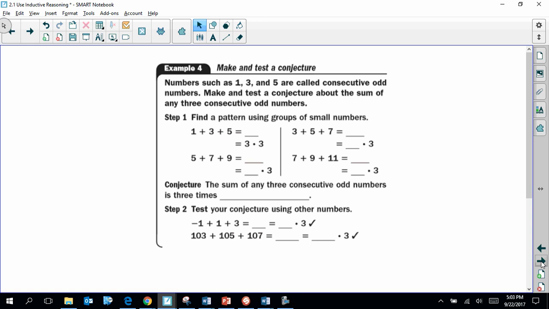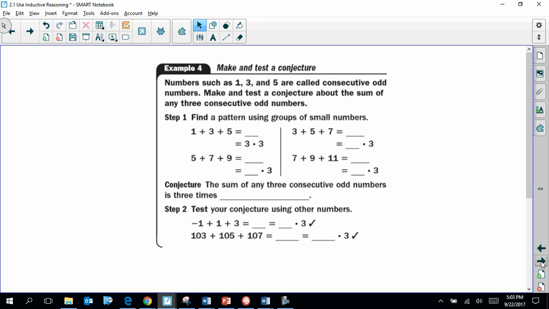Now the question that you're given is just saying make and test a conjecture about the sum of any 3 consecutive odd numbers. The patterns that you're seeing, the 1 plus 3 plus 5, the 3 plus 5 plus 7, and so on, these are things that us as the workers, us as the students, need to start and figure out ourselves. It's not going to be given to us.